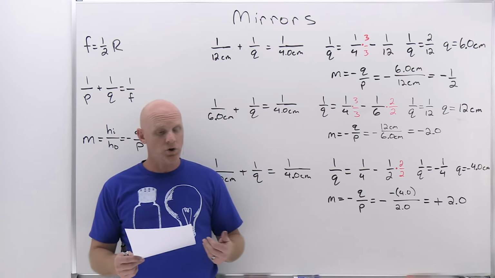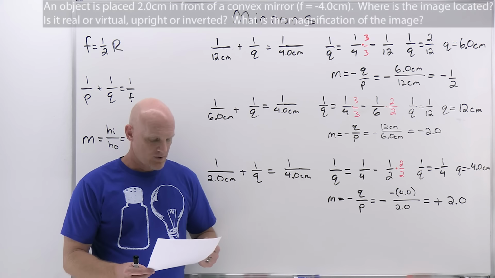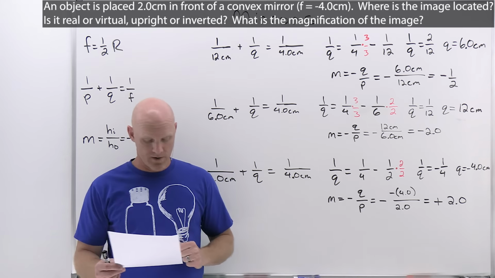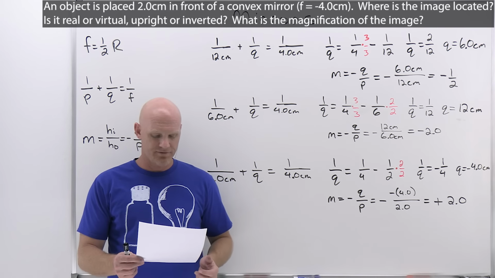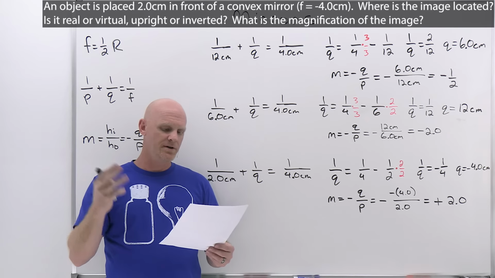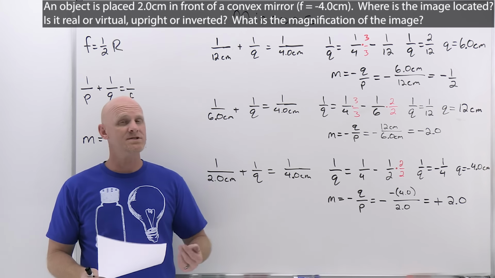All right, so our final mirrors calculation here. Question says an object is placed 2.0 centimeters in front of a convex mirror. Focal length is given as negative 4.0 centimeters. Where's the image located? Is it real or virtual, upright or inverted? What is the magnification of the image?